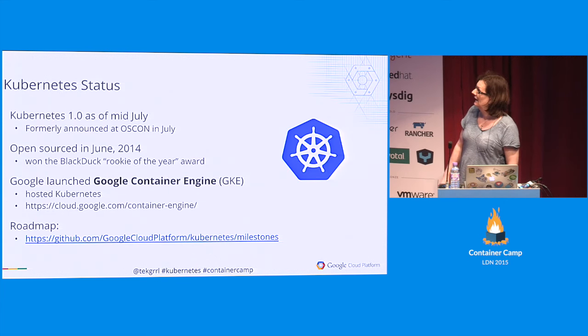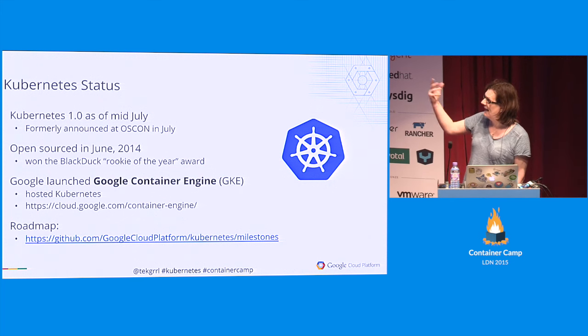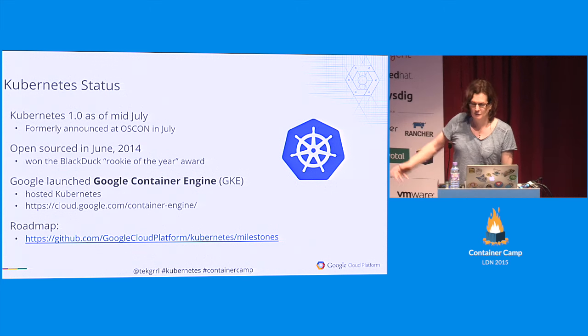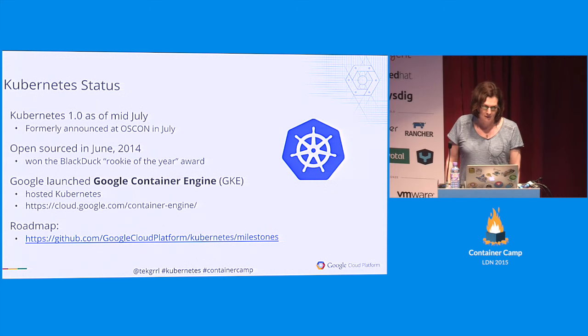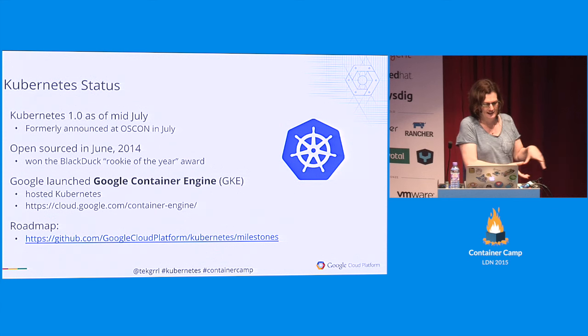Kubernetes is 1.0 as of mid-July, and it's won several awards. At Google we have a product version of this called Google Container Engine, which is effectively hosted Kubernetes. We manage the master for you. You don't get to see the master at all. We take it away, and we make sure it's always up, because we don't have real high availability for Kubernetes currently. So you basically put your master in our hands, and we'll look after it for you, like a puppy.